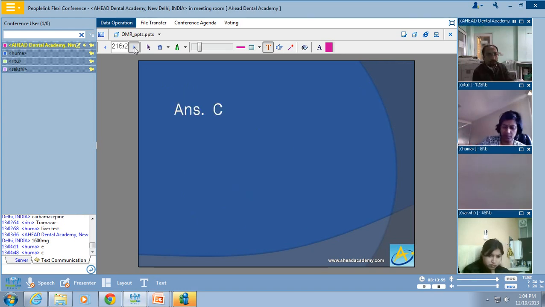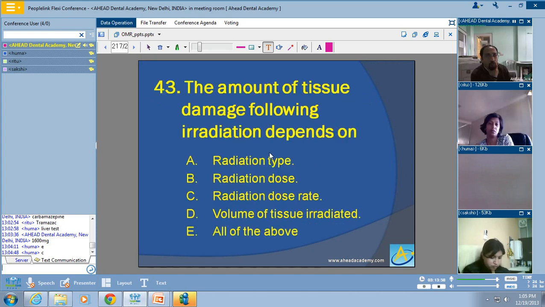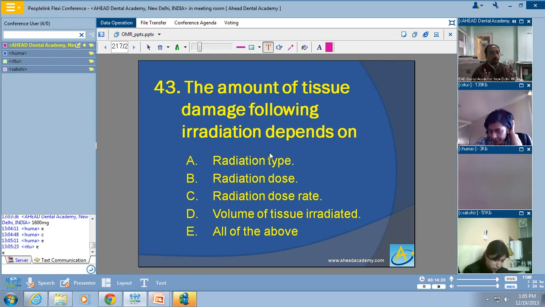43, the amount of tissue damage following radiation depends on. We have all these four choices: radiation type, radiation dose rate, volume of tissue irradiated. All these factors have a role, definitely. The more severe the radiation, the more damage there would be. If the radiation dose is more, it will definitely cause more damage. Radiation dose rate, what do you mean by the word radiation dose rate? Correct. If you give 5 grays or if you give 10 grays, there is a massive difference. If a tiny volume is irradiated, it will have more damage. But if the radiation is spread through a large body, the amount of damage would be divided and thus the damage would be less. So the correct answer is choice E.